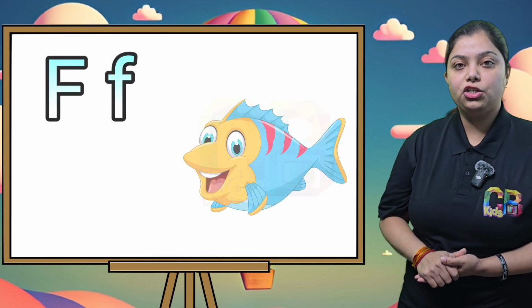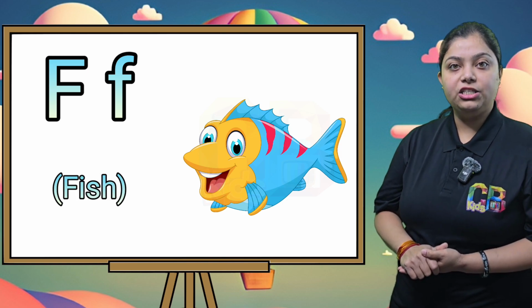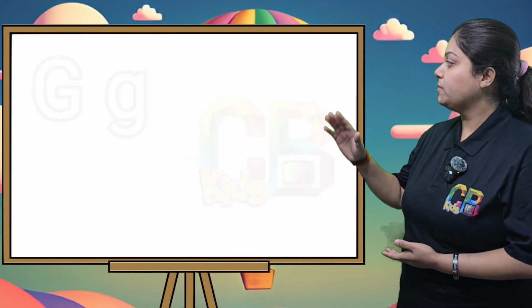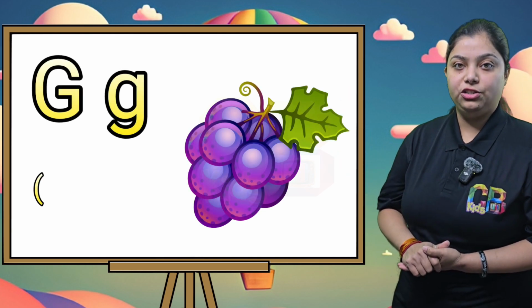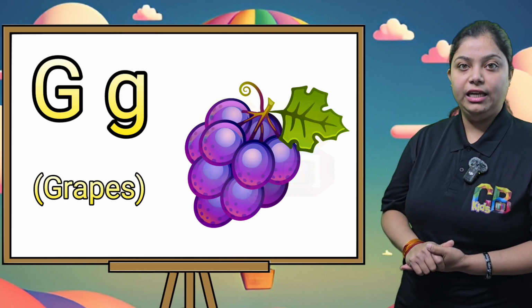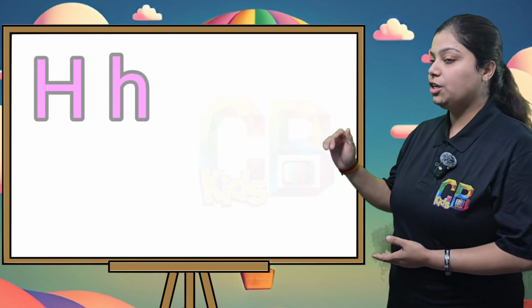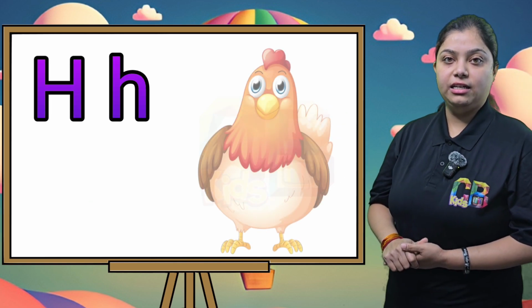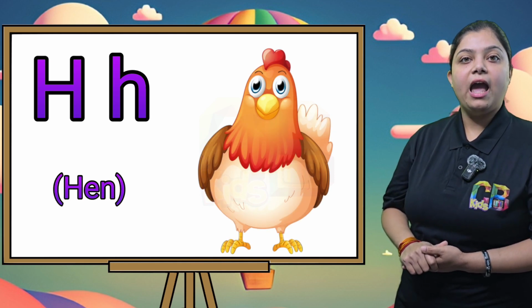F for fish. F I S H fish. G for grapes. G R A P E S grapes. H for hen. H E N hen.